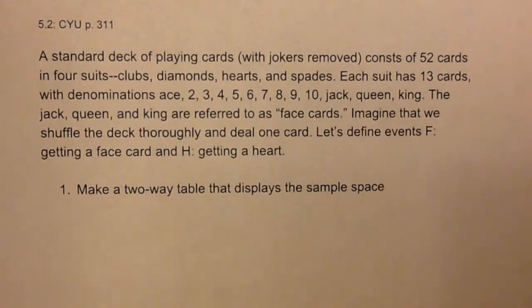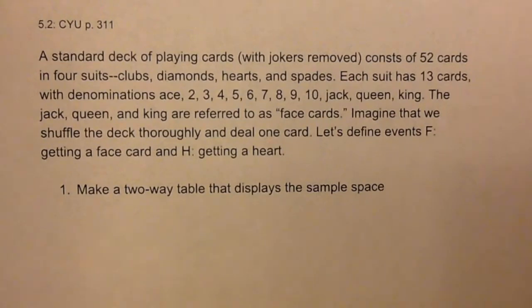A standard deck of playing cards with jokers removed consists of 52 cards and 4 suits: clubs, diamonds, hearts, and spades. Each suit has 13 cards with denominations ace, 2, 3, 4, 5, 6, 7, 8, 9, 10, jack, queen, and king. The jack, queen, and king are referred to as face cards. Imagine that we shuffle the deck thoroughly and deal one card. Let's define events F, getting a face card, and H, getting a heart.